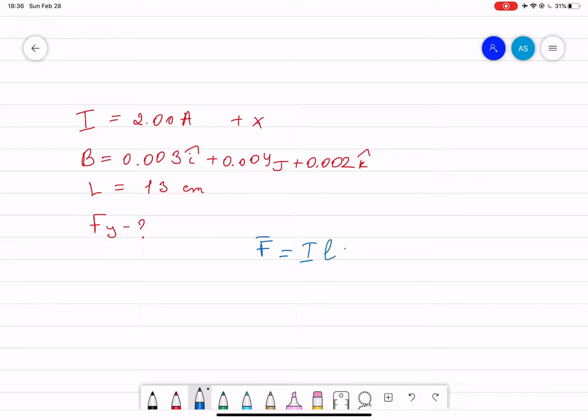Okay, so we know the general formula where F is equal to I L cross B, right? If that's the case, then we can also know that the current is in a positive x direction. So F is equal to 2 amperes multiplied by 13 centimeters. If you convert it into meters, it will be 0.13.